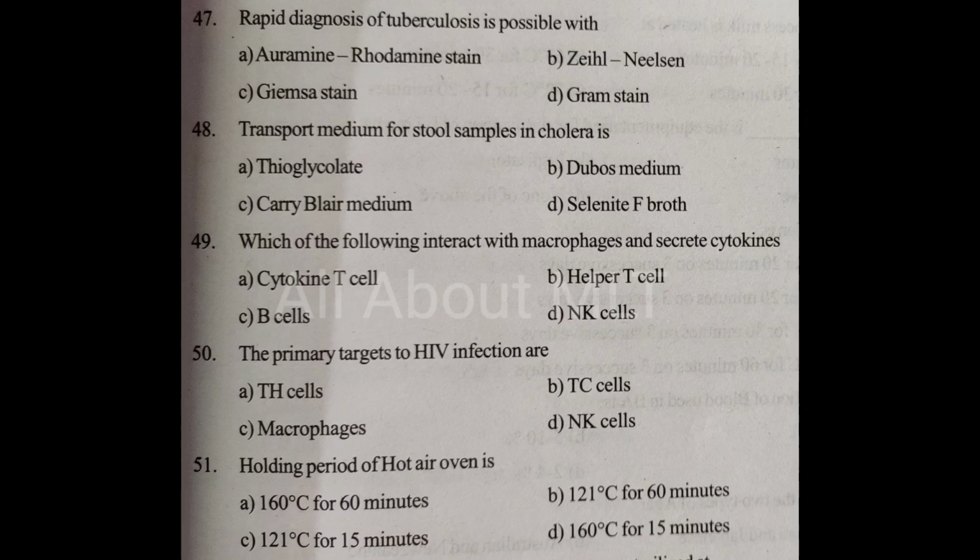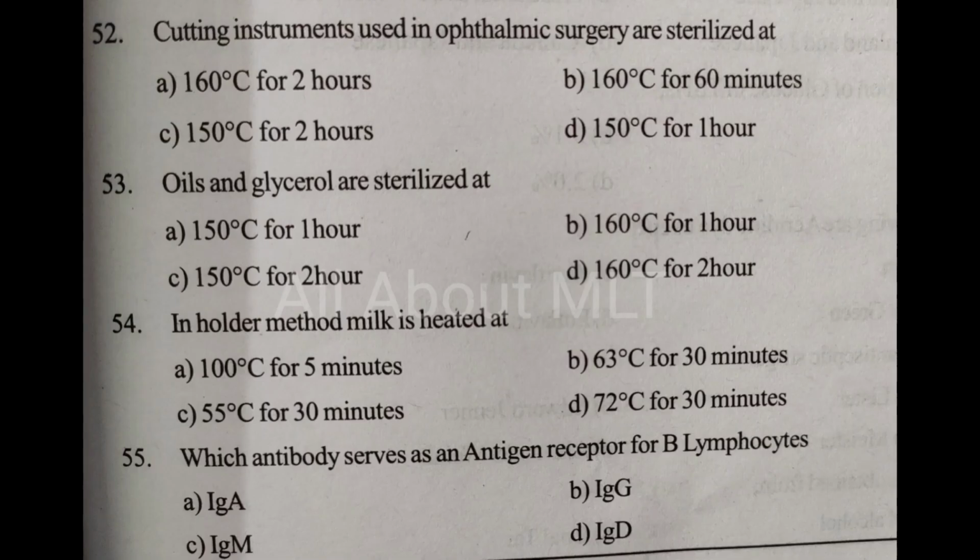Holding period of hot air oven is option A 160 degrees Celsius for 60 minutes, option B 121 degrees Celsius for 60 minutes, option C 121 degrees Celsius for 15 minutes, option D 160 degrees Celsius for 15 minutes. Answer is option A 160 degrees Celsius for 60 minutes. Cutting instruments used in ophthalmic surgery are sterilized at option A 160 degrees Celsius for 2 hours, option B 160 degrees Celsius for 60 minutes, option C 150 degrees Celsius for 2 hours, option D 150 degrees Celsius for 1 hour. Answer is option C 150 degrees Celsius for 2 hours.